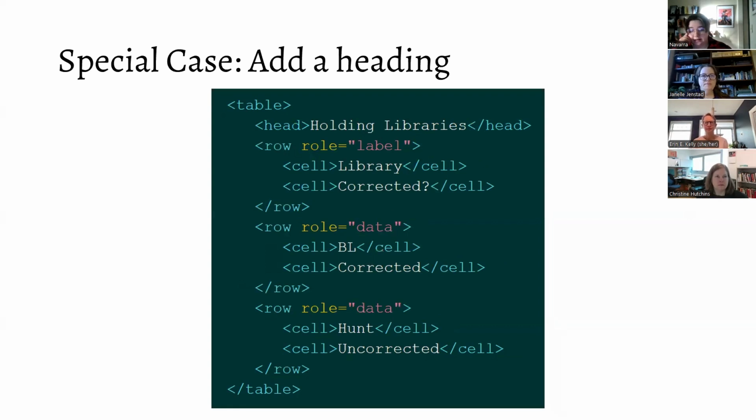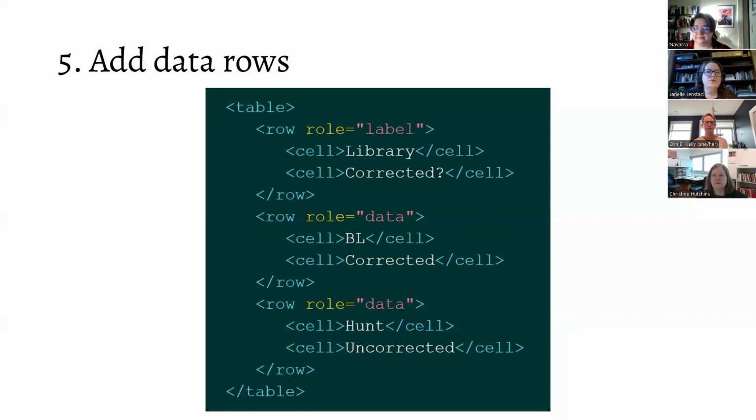Can I jump in, Navarra? Yes, please. I just wanted to clarify something. We don't actually require a row with the role equals label in our schema. In most cases, you do want a label row, but there are the odd situations where you don't. So if that's the case, you don't need to make up a label for the row. Yeah. Most cases, having a label really improves accessibility to your table, but not required.